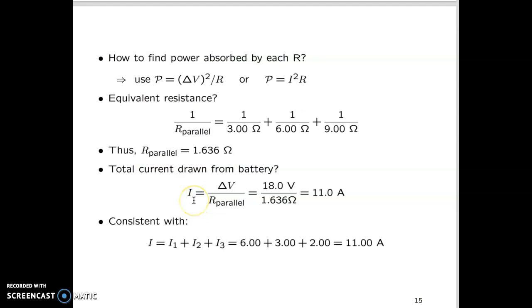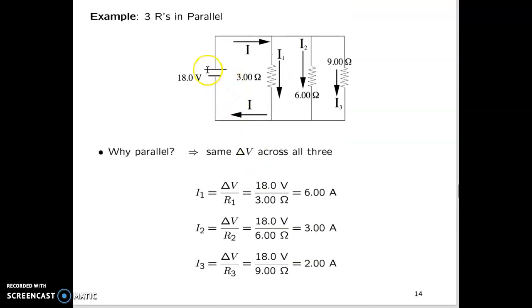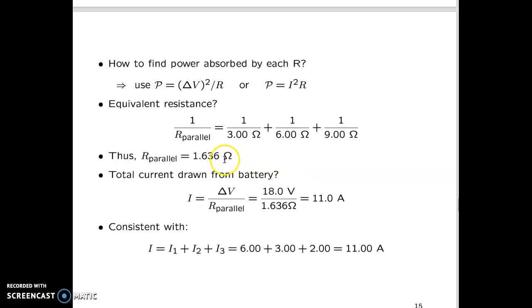And the total current will be simply the potential difference of the equivalent circuit. I haven't labeled the equivalent circuit up here, but you can imagine a battery connected to just one resistor instead of these three. Okay, that would be the equivalent circuit. The equivalent resistance is 1.636 ohms. Current is calculated as delta V, the potential difference across that equivalent resistor, divided by the equivalent resistance. There it is, 11 amps. We knew that already. And it's consistent, as I said, with the fact that the total current is the sum of these three currents, which is 11 amps.